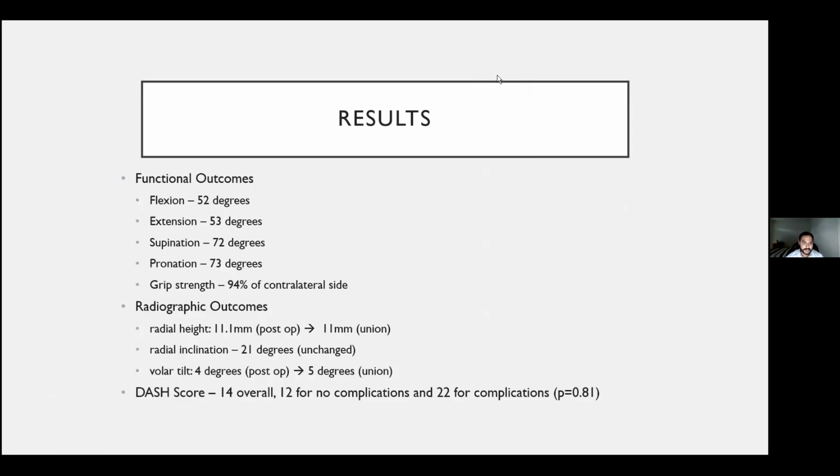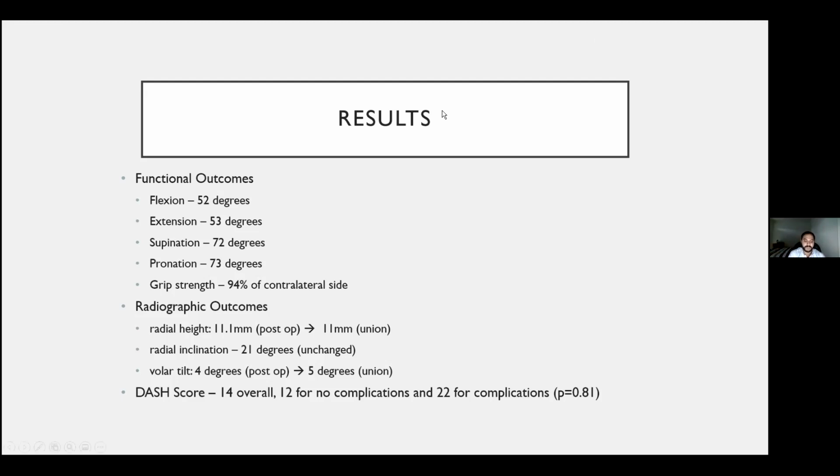So these are the results from the study. Functionally, on average, the volar plate patients had flexion at about 52 degrees, extension at 53 degrees, supination 72 degrees, pronation 73 degrees, and the grip strength was about 94% of the contralateral side. Radiologically, radial height on average postoperatively was 11.1 millimeters, and at union was found to be 11 millimeters. Radial inclination didn't change from postoperatively to union at 21 degrees, and volar tilt was 4 degrees postoperatively and found to be 5 degrees at union.